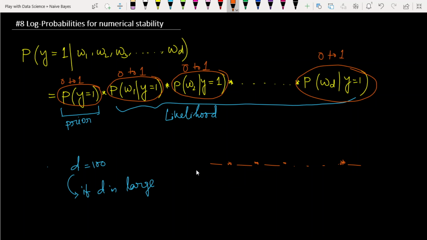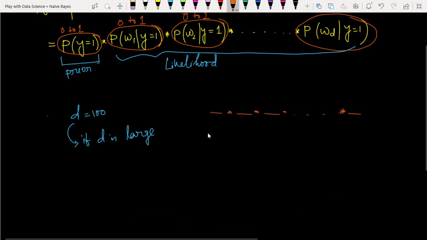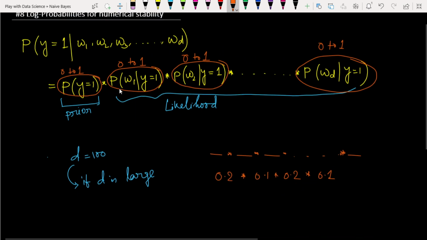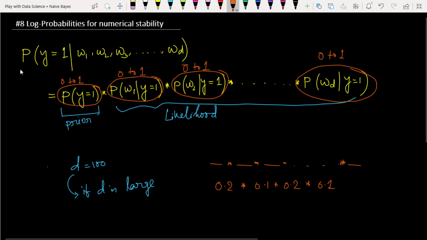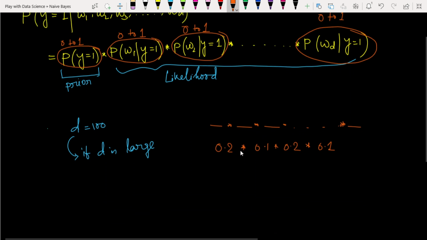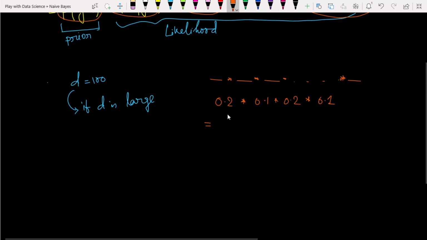Just see one example. Suppose our first value is 0.2, the second one is 0.1, the third one is 0.2, and a fourth one similarly. Here we take only these 4 values, but in this probability we calculate hundreds or thousands of such values. If we multiply just these 4 values, the result is 0.0004. See how small this is.